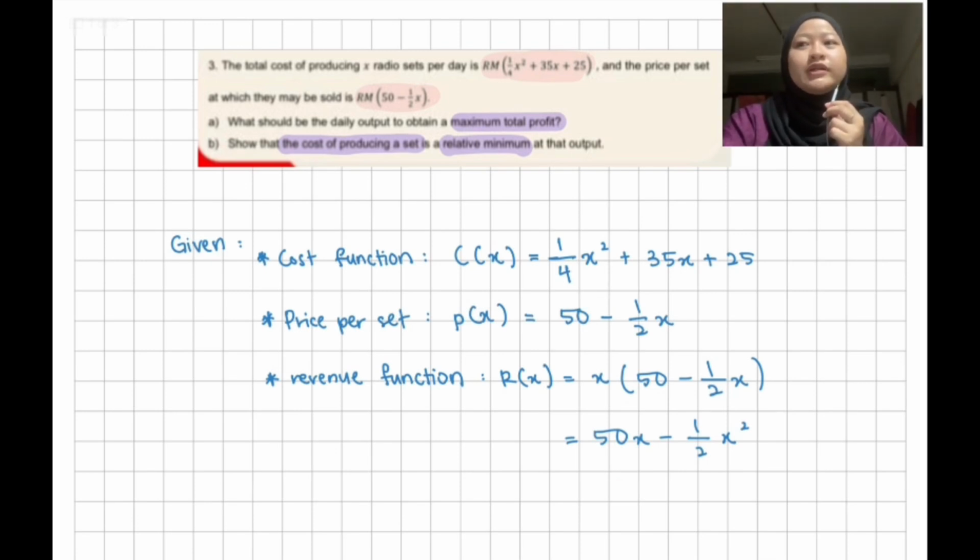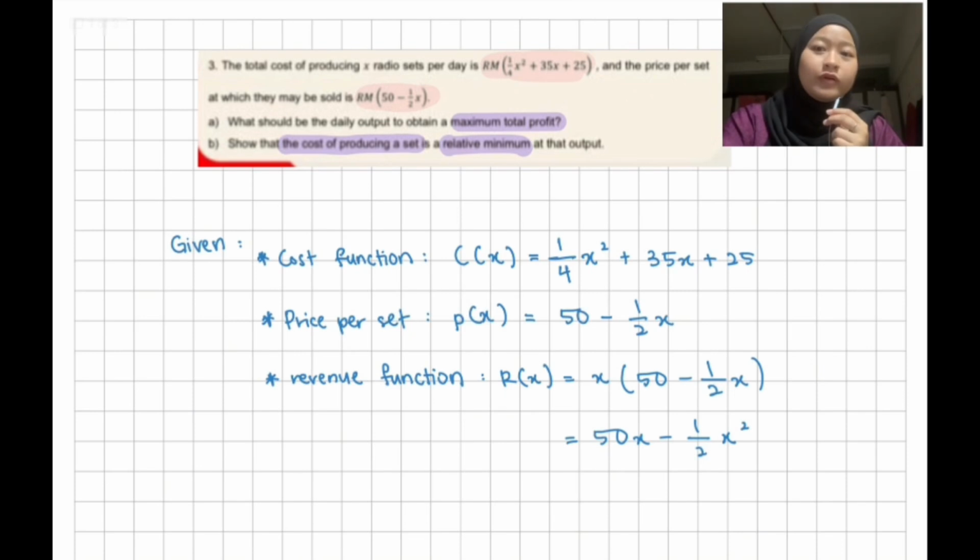For question number 3, the question is: the total cost of producing x radio sets per day is RM (1/4)x squared plus 35x plus 25, and the price per set at which they may be sold is RM 50 minus (1/2)x.